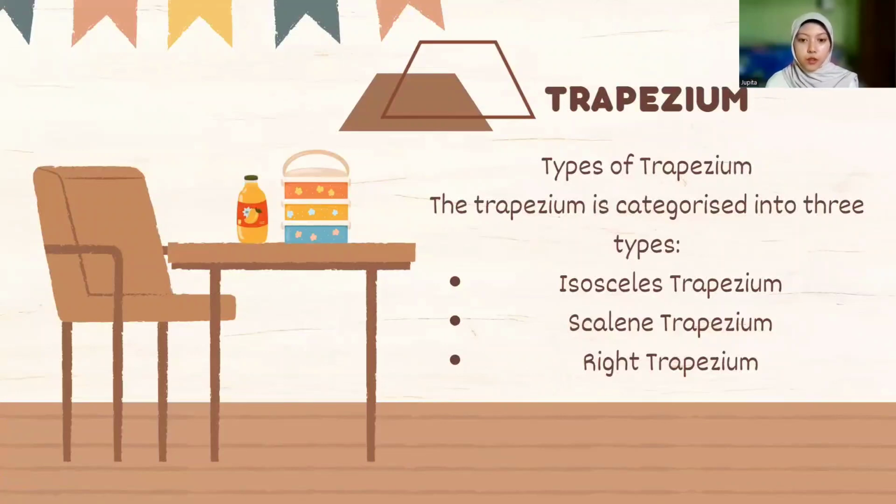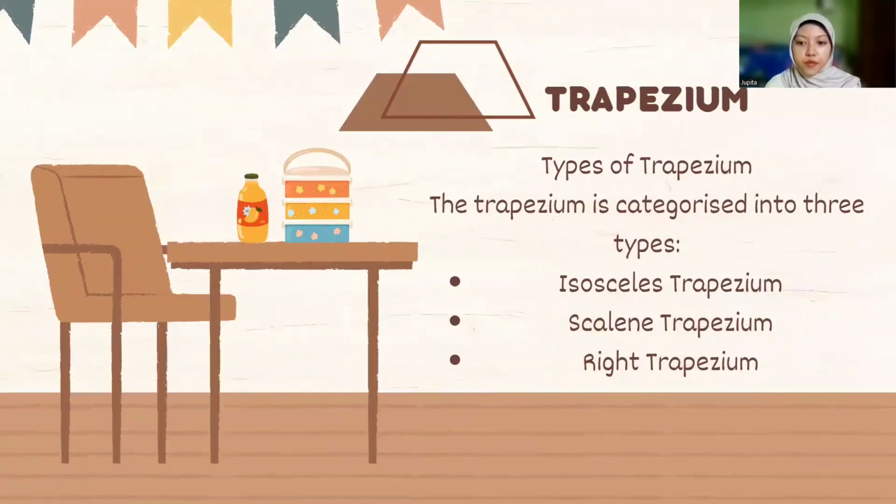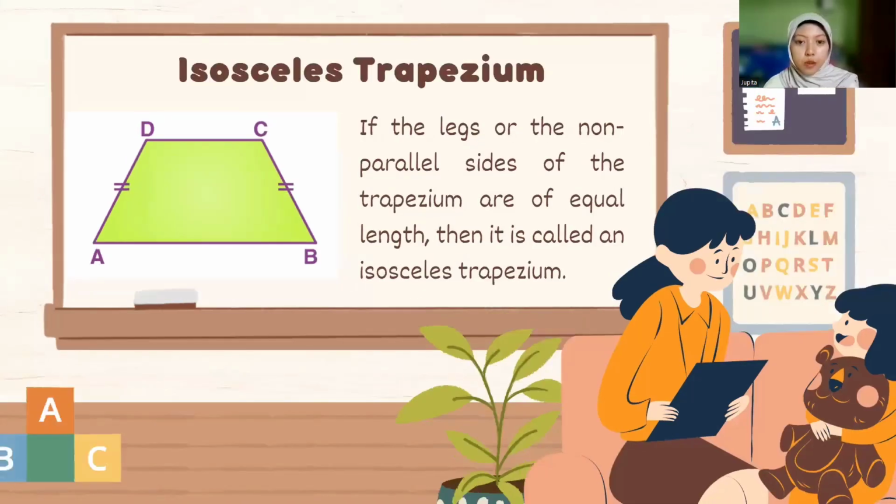Types of trapezium. The trapezium is categorized into three types. First, there is isosceles trapezium. Second, scalene trapezium. The last is right trapezium. Isosceles trapezium. If the lengths of the non-parallel sides of the trapezium are of equal length, then it is called an isosceles trapezium.